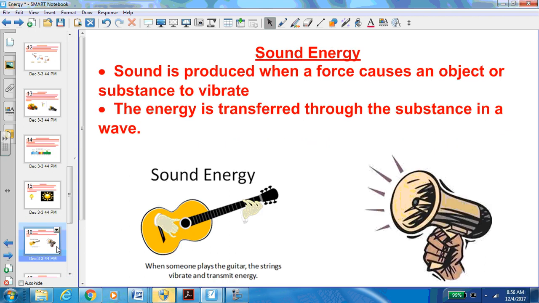Okay, sound energy. Sound energy is often called the energy of vibrations because it's produced when a force causes an object or a substance to vibrate. The energy is transferred through the substance in a wave. Like many of these forms of energy, it will travel through substances as waves.